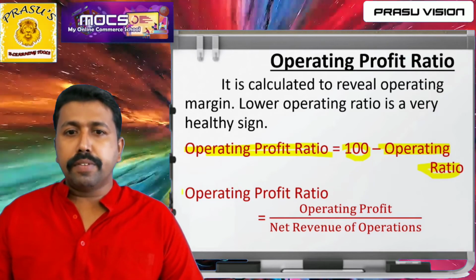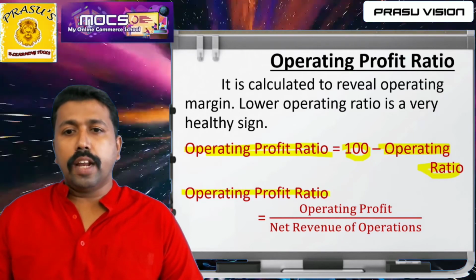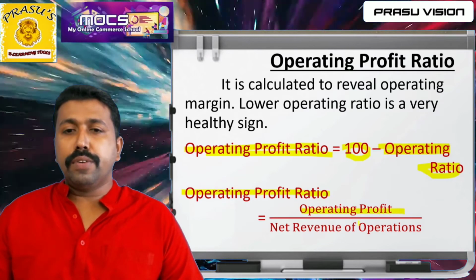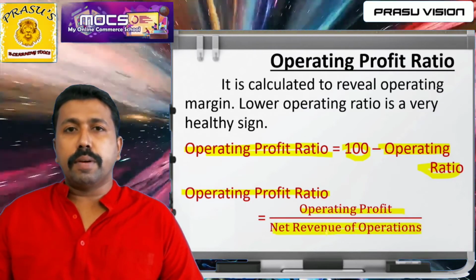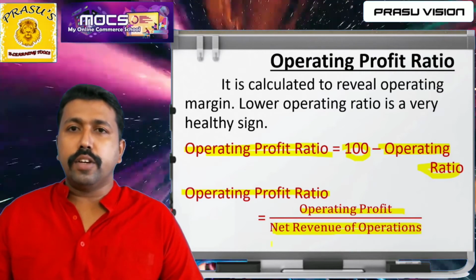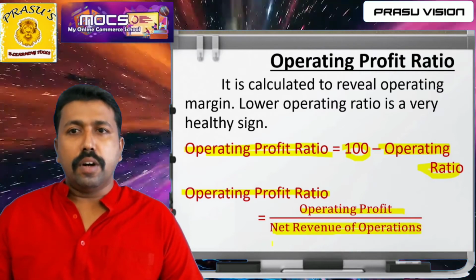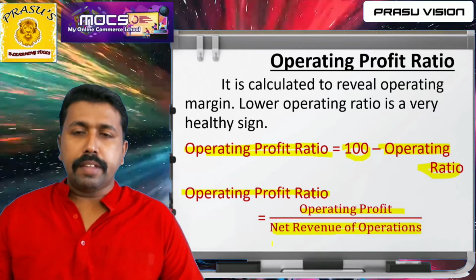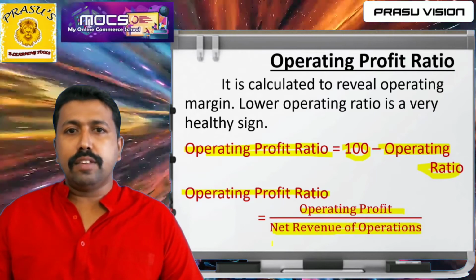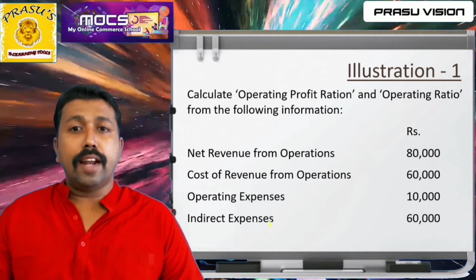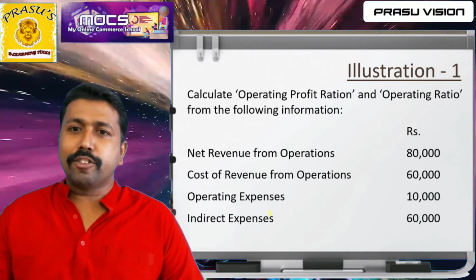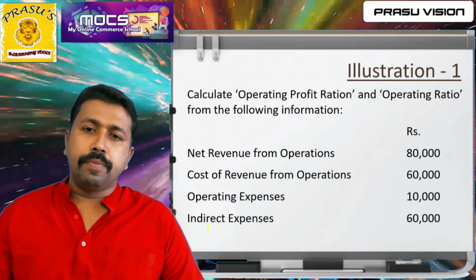Another way to calculate the operating profit ratio is operating profit divided by net revenue from operation. That is also another way to find the value. So please remember the ways to calculate these values, and we are moving to solve one problem where we have to calculate both operating ratio and operating profit ratio.